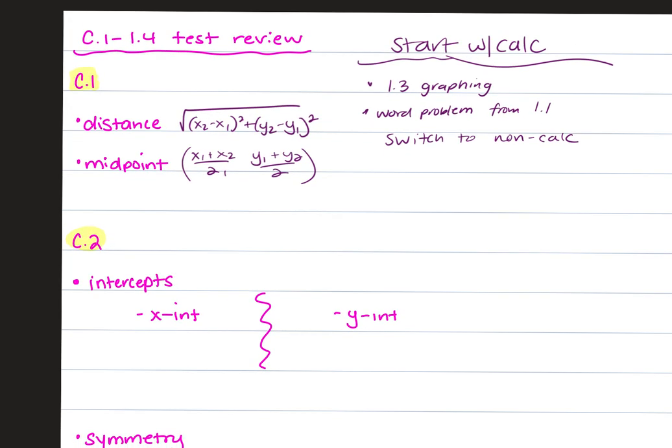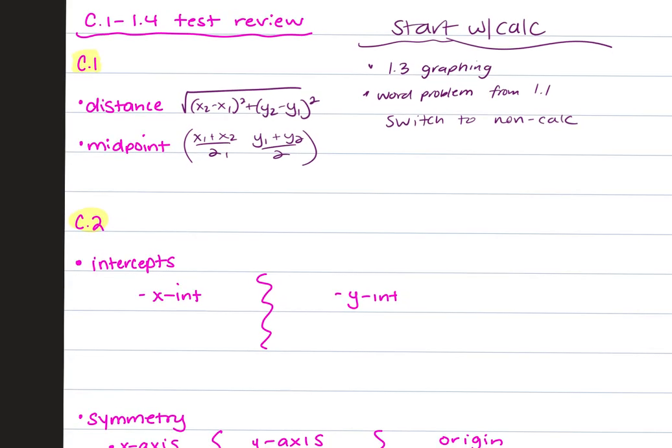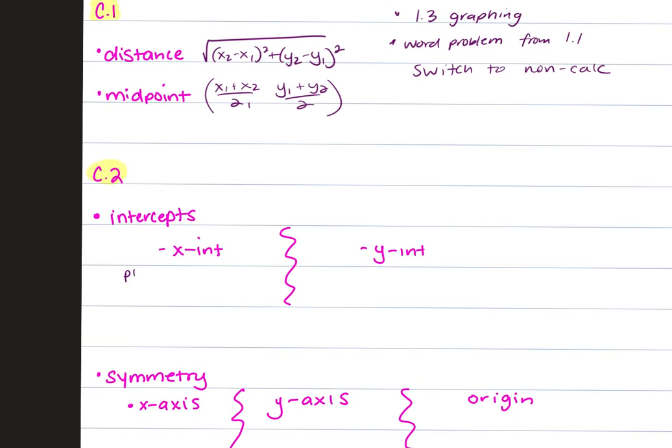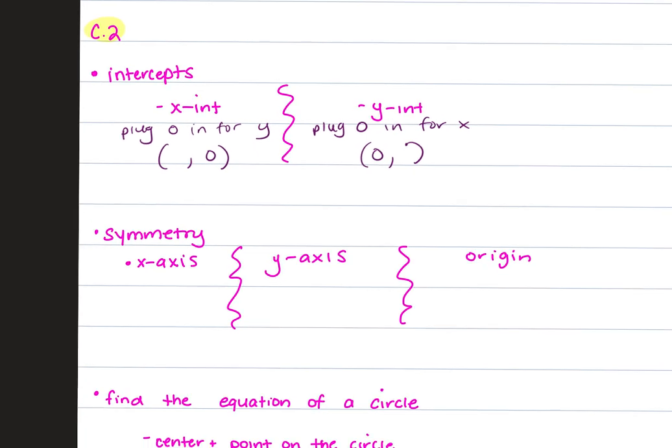C2 was where we started graphing functions, or not functions, just graphs. And these we did with our intercepts. So your x-intercept, you plug 0 in for y. And we write these in coordinate point form. And the y-intercept, we plug 0 in for x. And again, we write this in coordinate point form. We also tested for symmetry in this section.